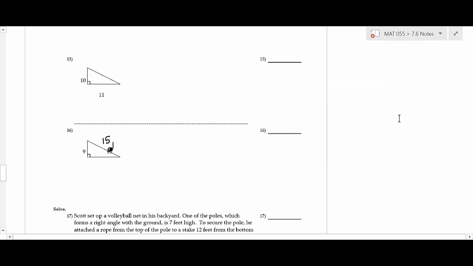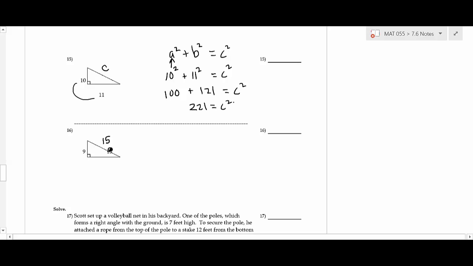What are you finding on number 15? You're finding the hypotenuse, C, right? It doesn't matter what order you do that in: a squared plus b squared equals c squared. a and b are interchangeable, so I'm just going to use 10 for a and 11 for b. So 10 times 10 is 100, 11 times 11 is 121, equal to c squared. When you add those together, you get 221 equals c squared. Then you just do the square root of both sides.